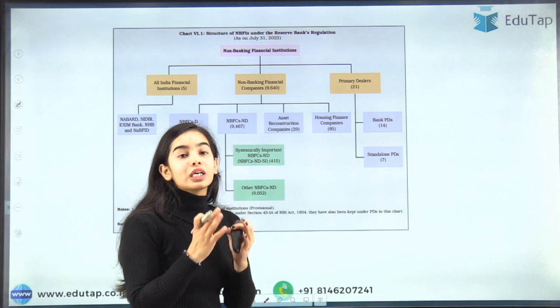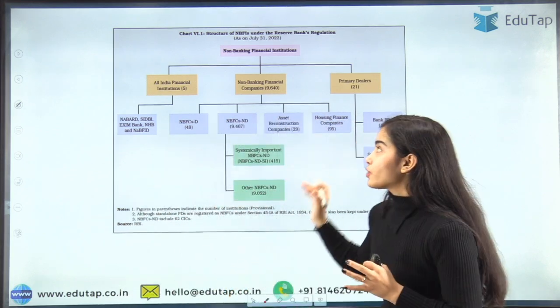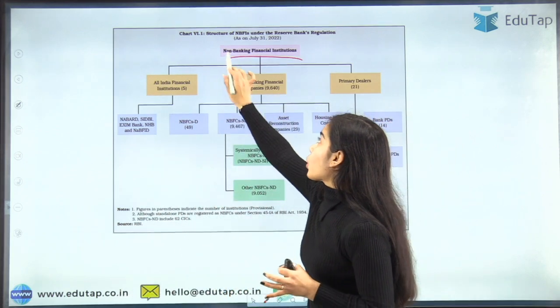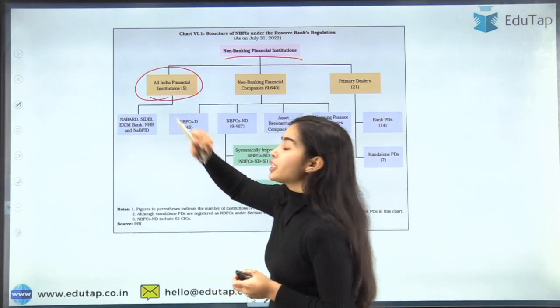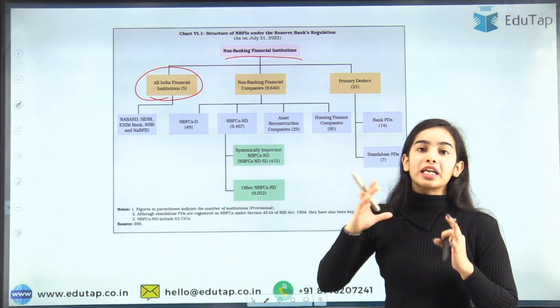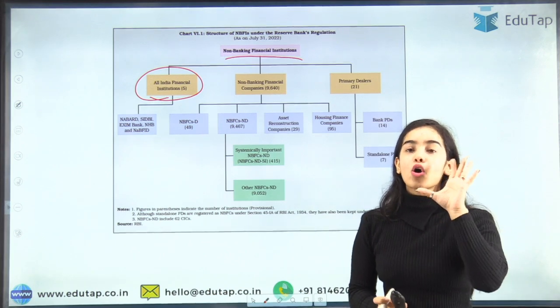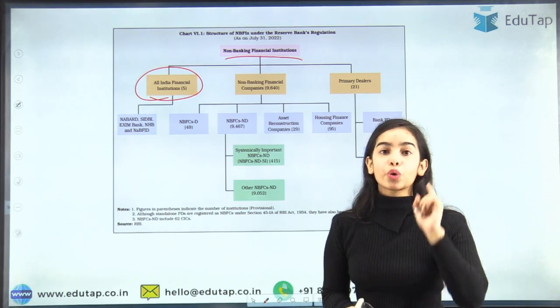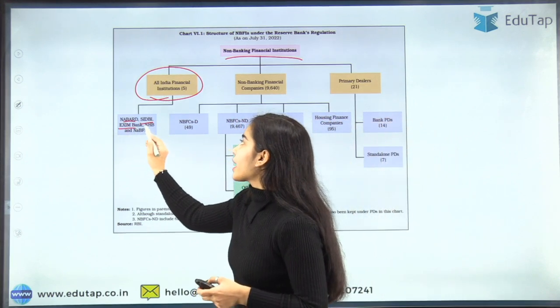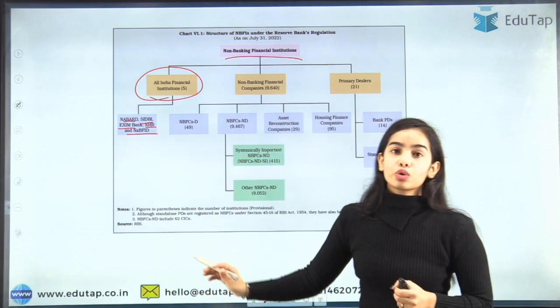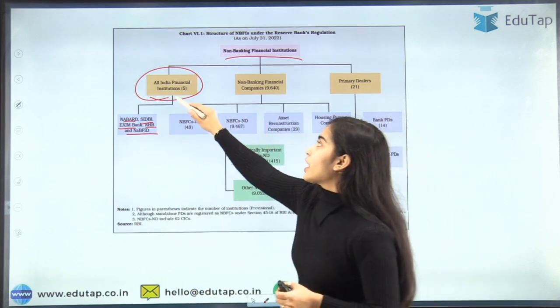So now coming to the non-banking financial institutions. First of all, this is the structure for the non-banking financial institutions, starting with all India financial institutions. We have 5 all India financial institutions. You should know the name of each: NABARD, SIDBI, Exim Bank, NHB and NaBFID. So these are the 5 all India financial institutions.